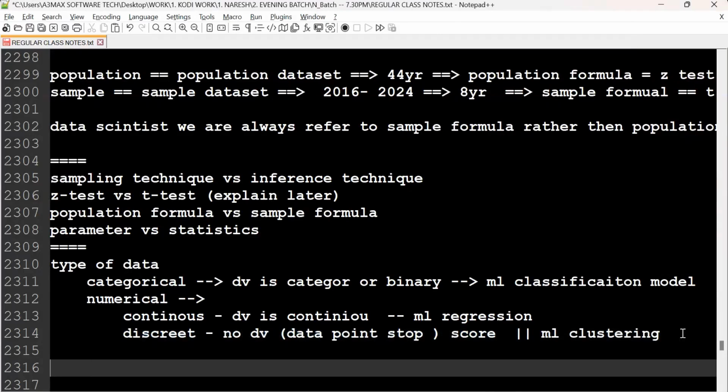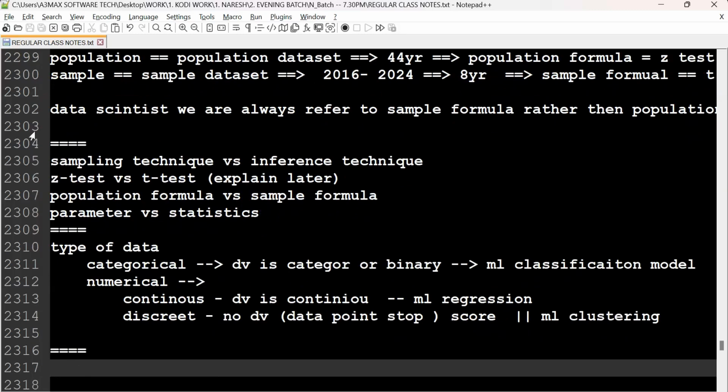Today I explained two topics. One is population and sample, one is inference technique, one is sampling technique, G-test, T-test, types of data, and how statistics is connected to machine learning. All those things we have learned so far. Am I clear? Okay, next go to the next part. Good.